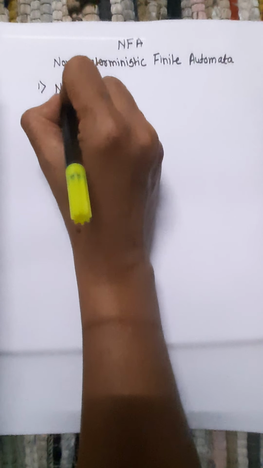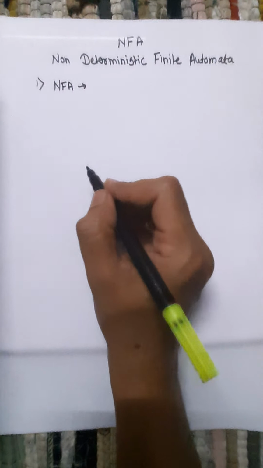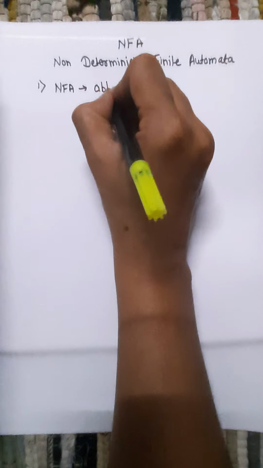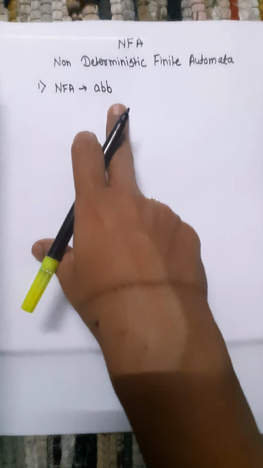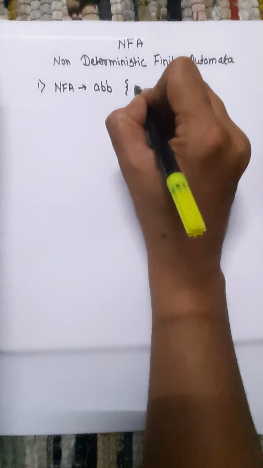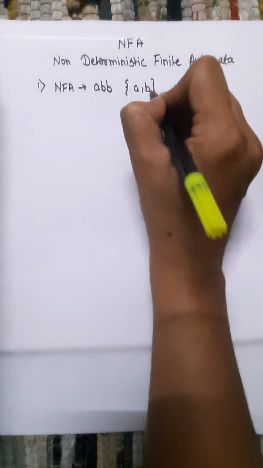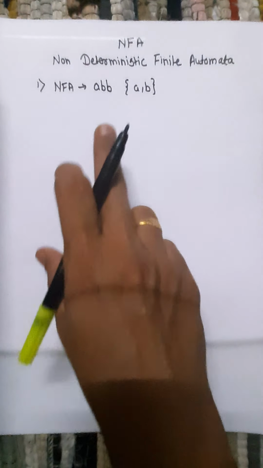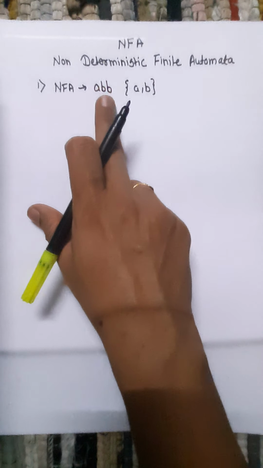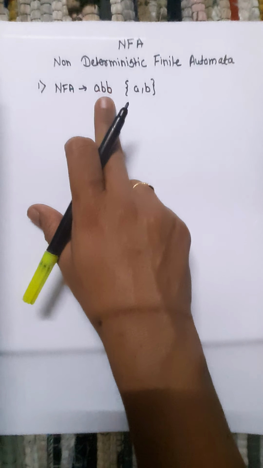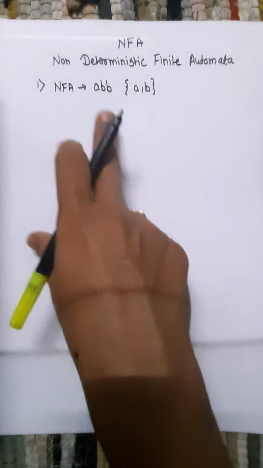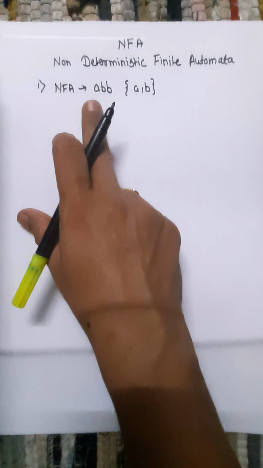Draw NFA where the string ABB is a substring with an alphabet A and B. Okay, means what? When you are drawing the NFA, that time ABB will be a substring. Now students, we are going to see which are the valid strings for this question.